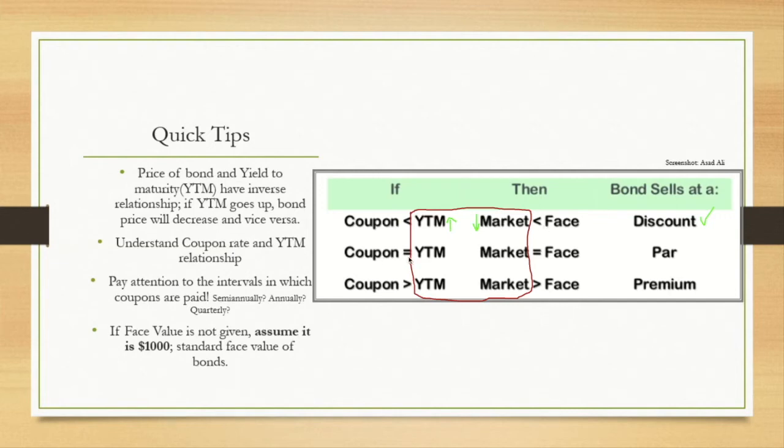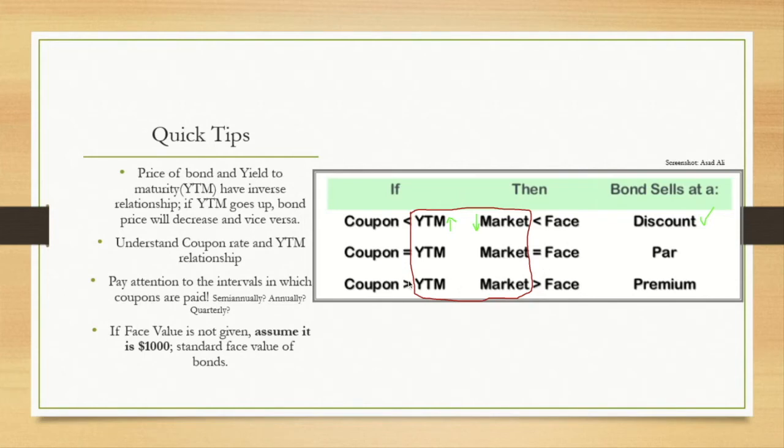If we check the second part here, if the coupon rate equals the YTM, then the market price of the bond will be equivalent to the face value, and the bond will be selling at par. So here it means that the price of the bond is 1,000 and the face value is also 1,000. So the bond is selling at par.